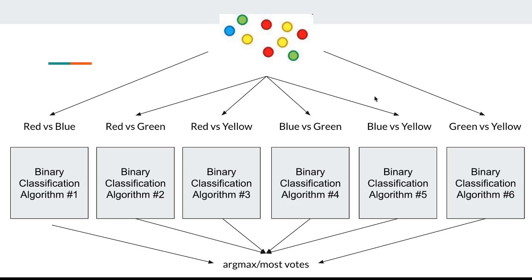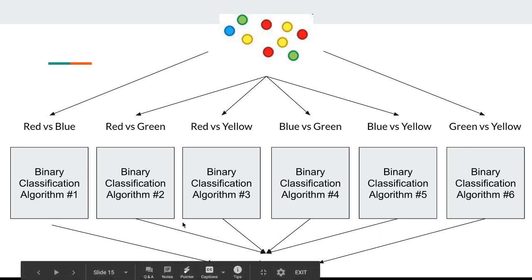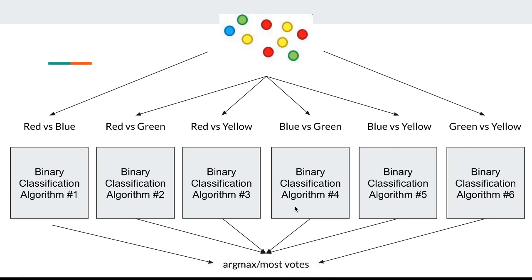So if we have here blue, yellow, red, and green marbles, now instead of just making four separate algorithms, we'd have to use red versus blue, red versus green, red versus yellow, blue versus green, blue versus yellow, and green versus yellow, all six different combinations of two colors, and determine the most votes or the argmax of the probabilities coming from each algorithm together to determine the most likely color of a new input into the model.